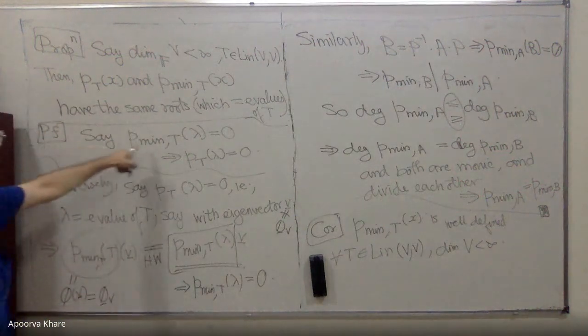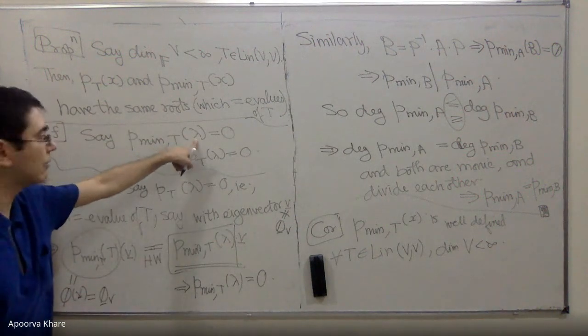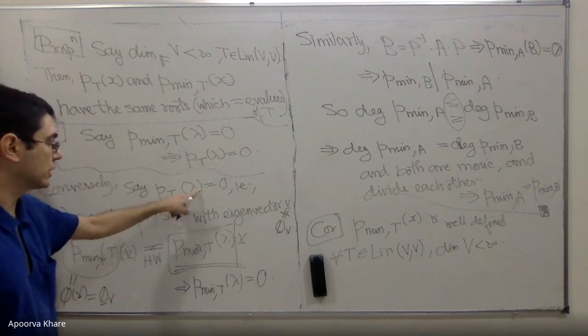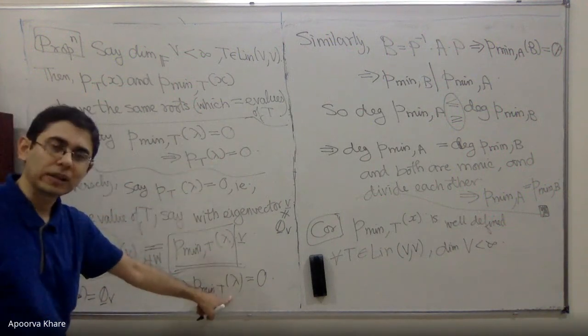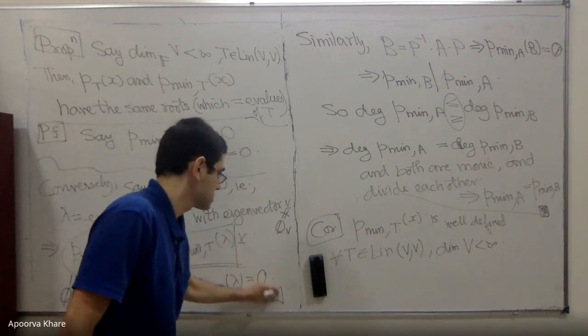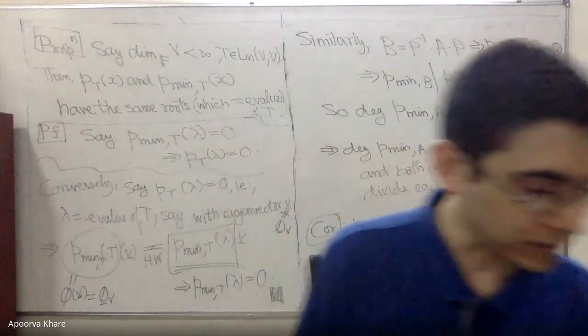So we have said one way, if the minimal polynomial has a root lambda, then the characteristic polynomial of course does. Conversely, if the characteristic polynomial has a root lambda, then the minimal polynomial has the same root. And therefore they have the same set of roots. Okay, so that's the next result.